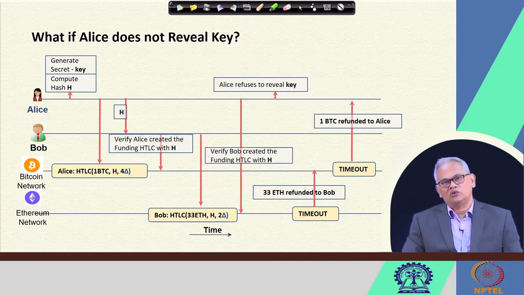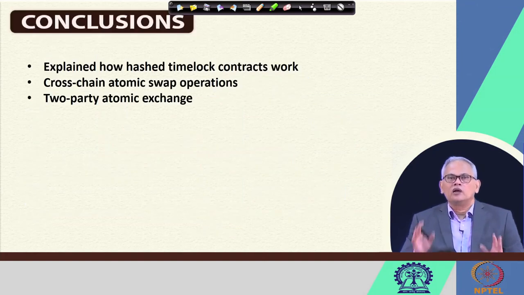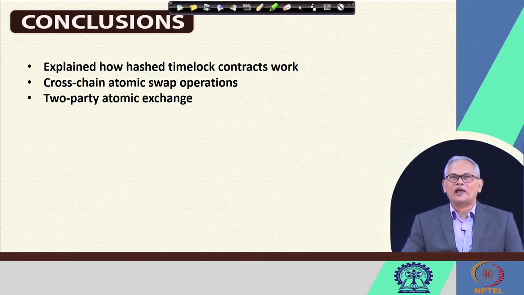So, that brings us to the end of this interesting discussion on how we can carry out atomic cross-chain swaps in this lecture. If we take a look at a summary of what we discussed, we have explained how hashed time lock contracts work. It is very interesting, and how it can be used for carrying out atomic cross-chain swap operations. And we have taken an example where only two parties are involved in this atomic exchange. In our next lecture, we will talk about more than two parties being involved in the atomic exchange.